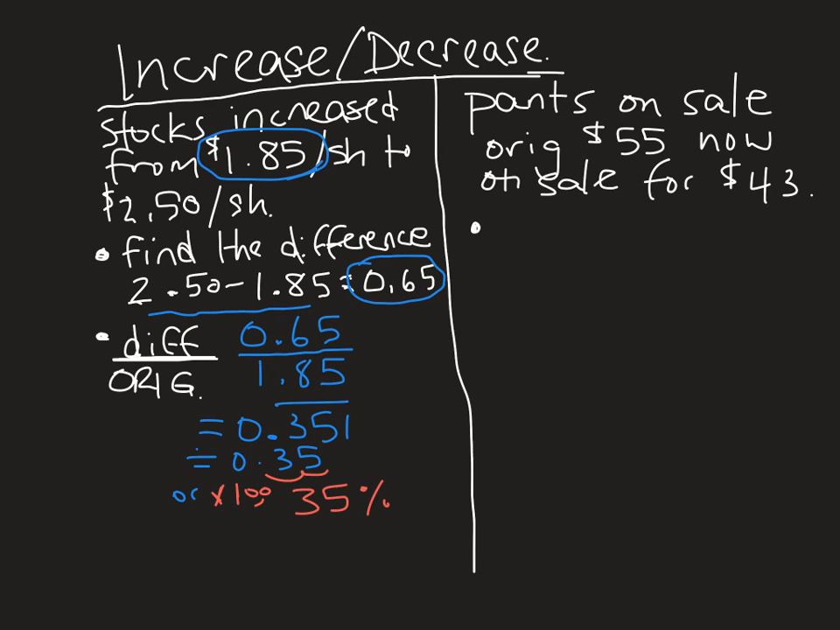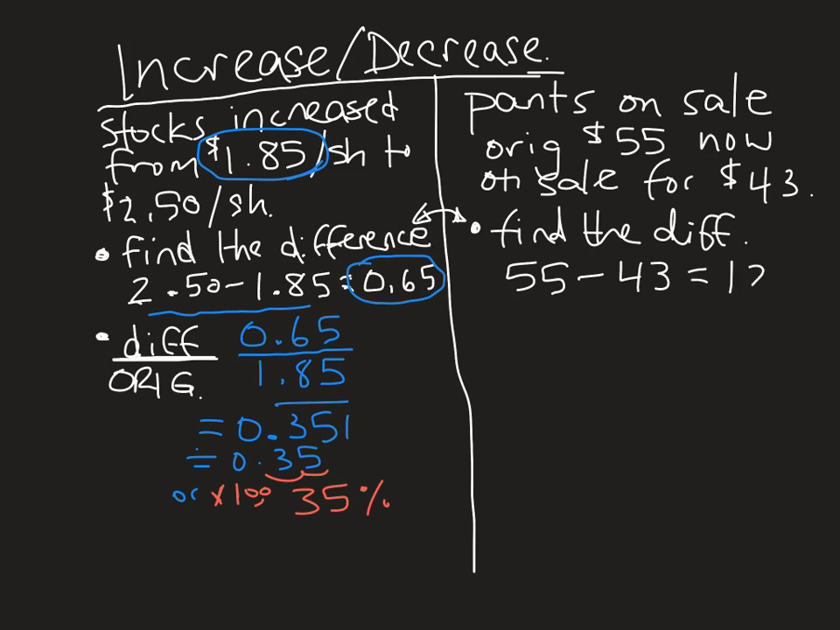So remember, this almost completely lined up, right? We've got to find the difference. All we need is the difference between 55 and 43. The easiest way to do that is larger take away smaller. So 55 minus 43 is 12. And then remember that now we want the difference over the original.